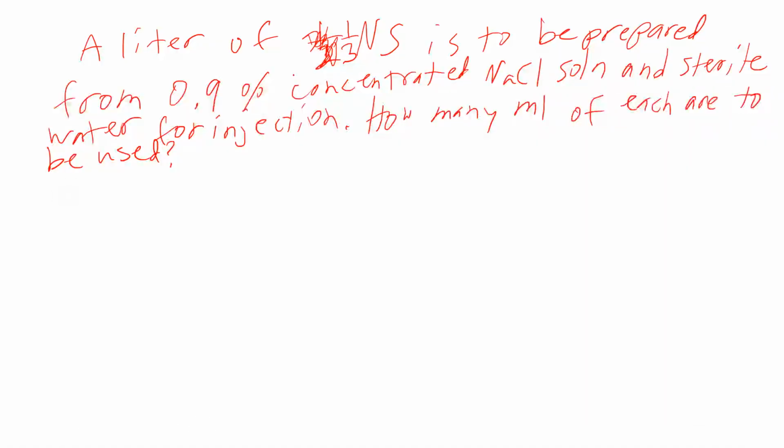So the first thing we do is the alligation method. We know that a liter of that is to be prepared. That means this would be the final solution, because that's what's going to be prepared. So that's 0.9 divided by 3, which would be 0.3%. That'll be in the middle.